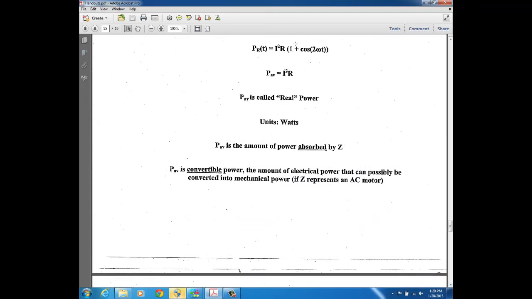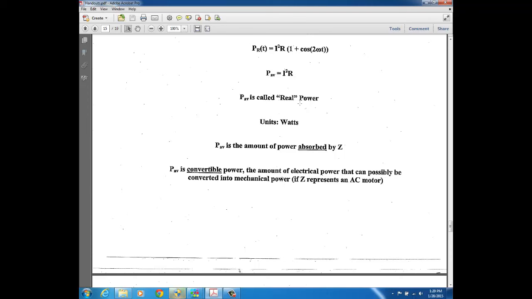And one thing you can gather from this is that this is a sinusoid, a cosine function that's centered on I squared R. So that's another way to show that I squared R is P average. Okay, we showed it in the previous video a different way. So two different ways to get the same result.